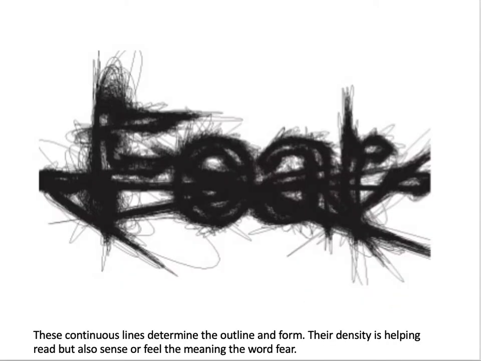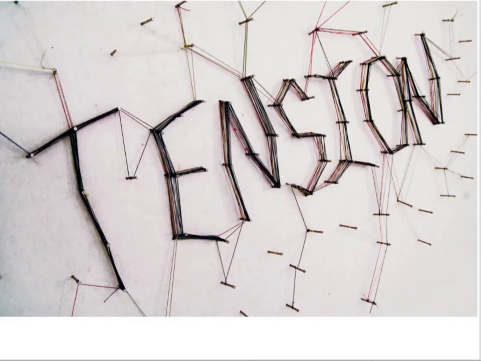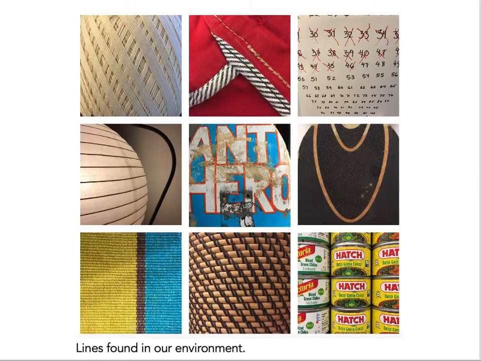These continuous lines determine the outline and form. Their density is helping us read, but also sense or feel the meaning of the word fear. And here, these lines are being used to create the word tension. The lines overlap, and they're drawn taut between these different little nails. And we get that sense of how the tension is what's holding this word together, but making us see and feel the meaning of the word through this design.